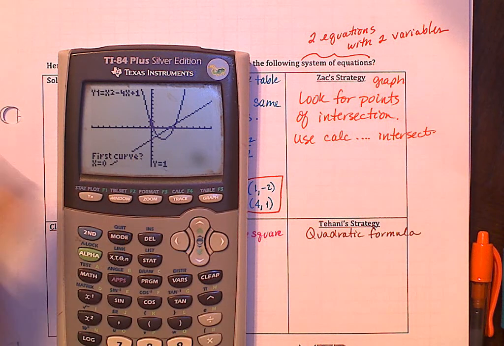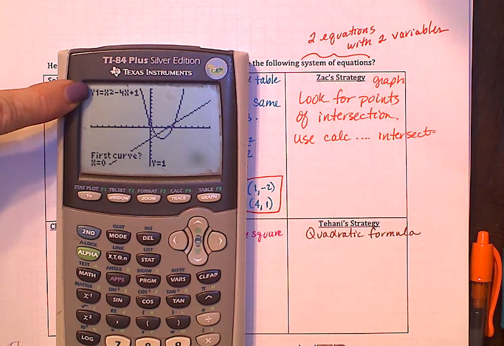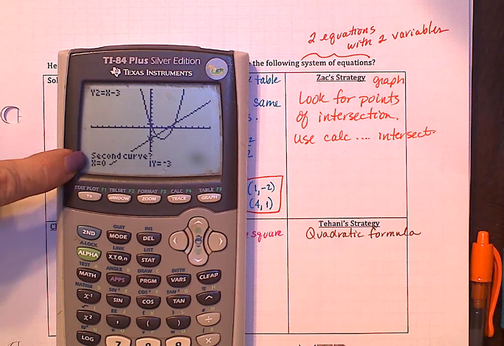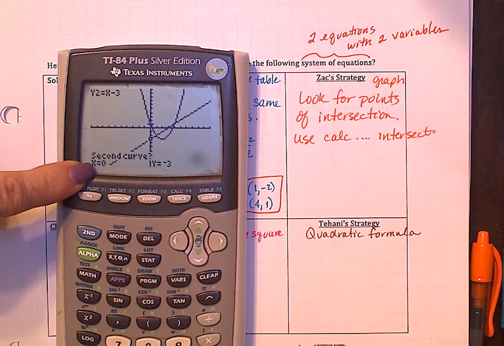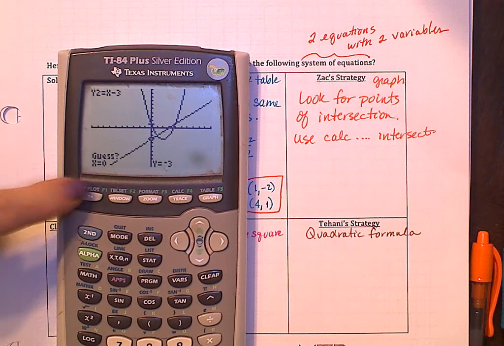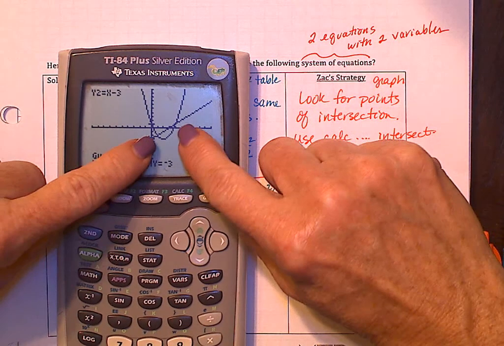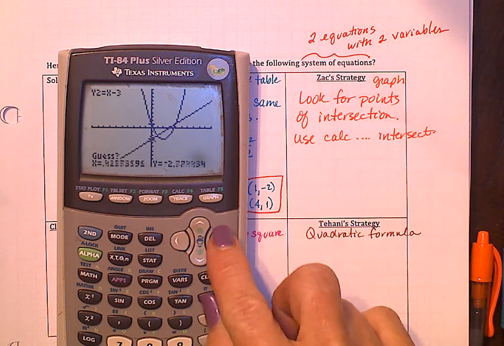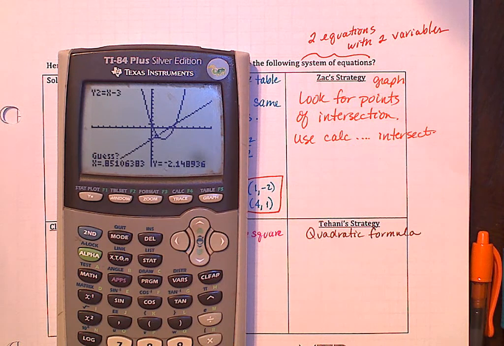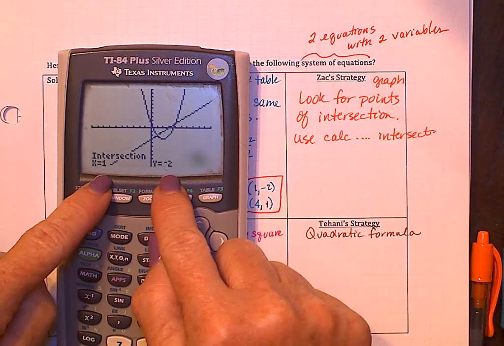And when we find that, the calculator is asking you first curve. Is this the first curve? And this is what it's asking you. This y1, is that the first curve? Yes, so you hit enter. Now it's asking you, is this one, y2, which was x minus 3, is that your second curve? Yes, so you hit enter. And then it's asking you to make a guess. And the reason it wants you to make a guess is it needs to know which one do you want the calculator to find. Well, we're finding this one on the left first. So I'm going to arrow a little bit closer. Just close. It doesn't have to be dead on, but close, and then hit enter again. And it gives us that intersection at 1, -2.